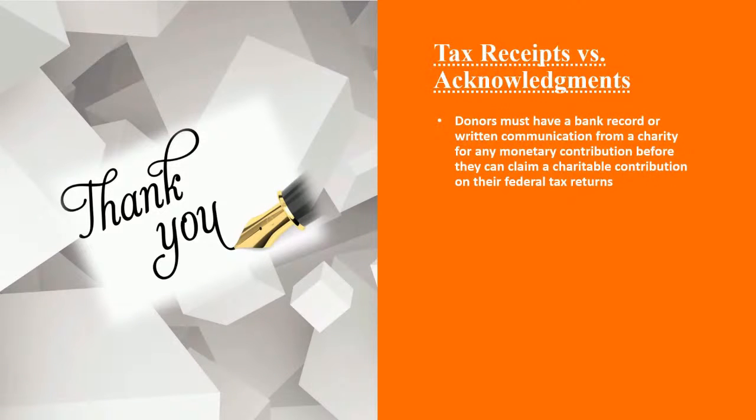So the first bullet is donors must have a bank record or written communication from a charity for any monetary contribution before they can claim charitable contributions on their federal tax returns. As I go into this, I've got more posts, so some of the things I may repeat, but I repeat them because they're important to this process. And understand that it says the donor must have a bank record or written communication from a charity for any monetary contribution. So it's twofold.